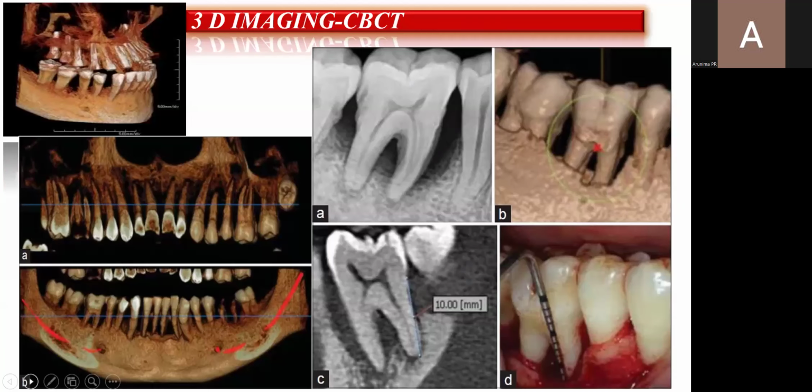This is the CBCT image, and you can make out very clearly the clarity of the presentation of the lesion. It gives you a 3D image, and this is the best tool to have when there are endo-perio lesions associated with a fracture or a cracked tooth.